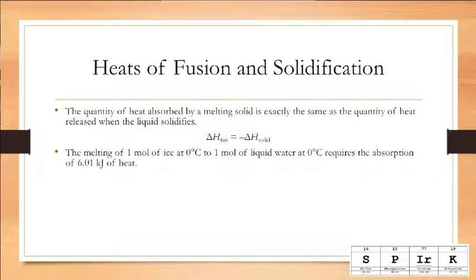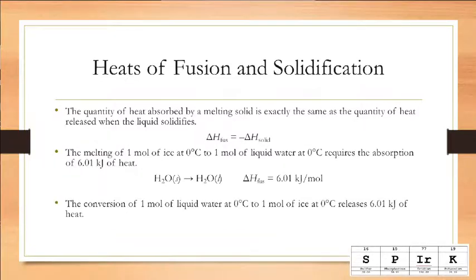The melting of 1 mole of ice at 0 degrees Celsius to 1 mole of liquid water at 0 degrees Celsius requires the absorption of 6.01 kilojoules of heat. And here's how we would write that heat of reaction. The conversion of 1 mole of liquid water at 0 degrees Celsius to 1 mole of ice at 0 degrees Celsius releases 6.01 kilojoules of heat. And that reaction is going to look like this, because remember, this is the exothermic process.